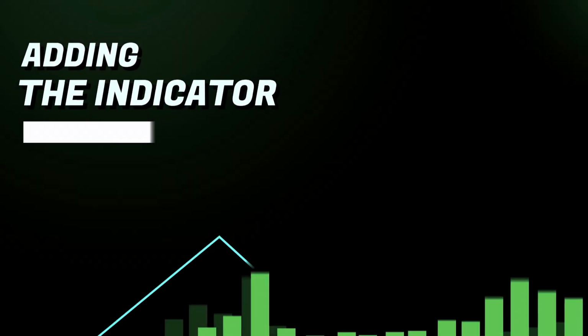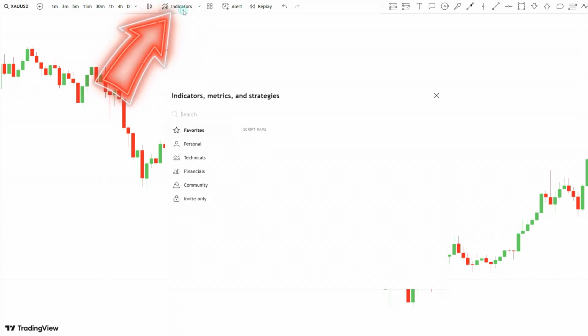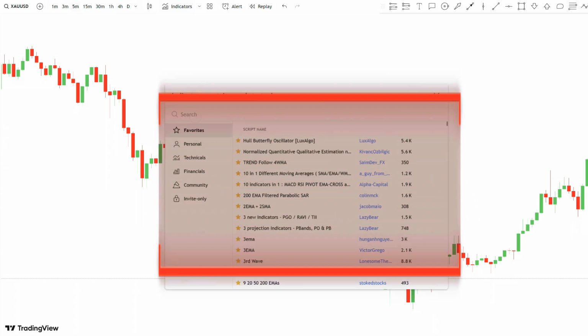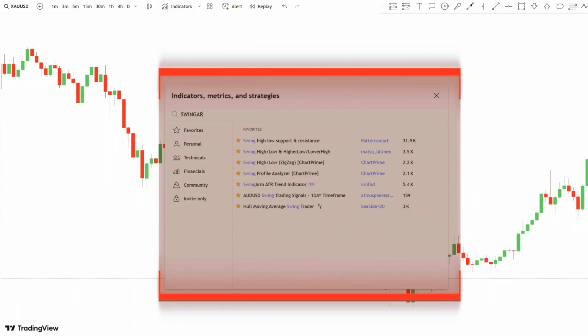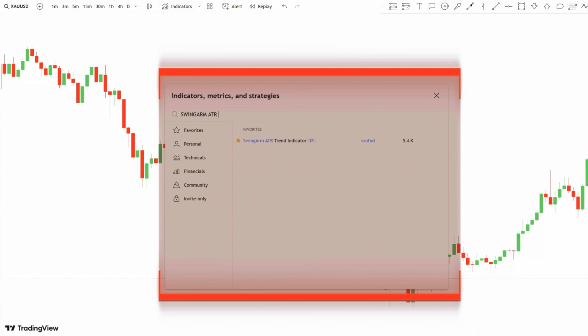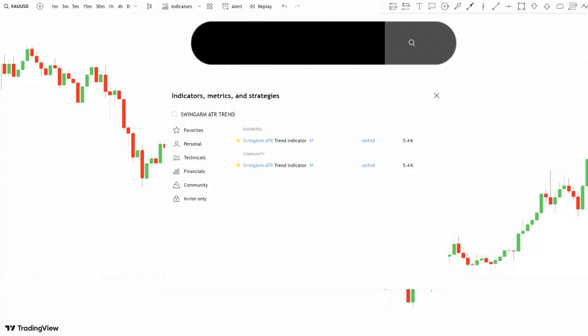Now, getting this onto your chart, especially if you're on TradingView, is seriously easy. You just go to the indicators button, click it, and a search box pops up. Type in Swing Arm ATR Trend or Black Flag FTS. Find it in the list, click it, and boom, it's on your chart, ready to go.